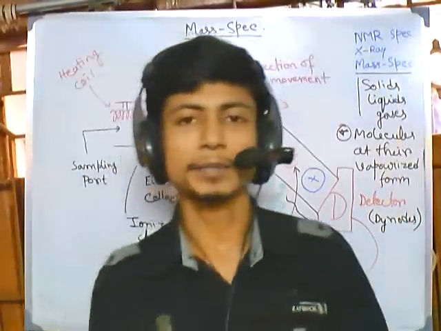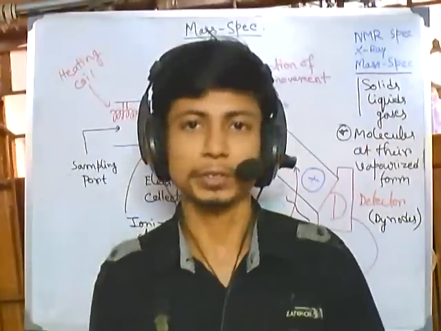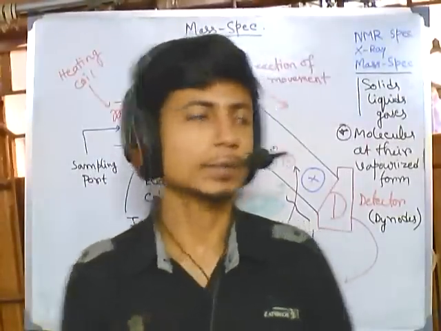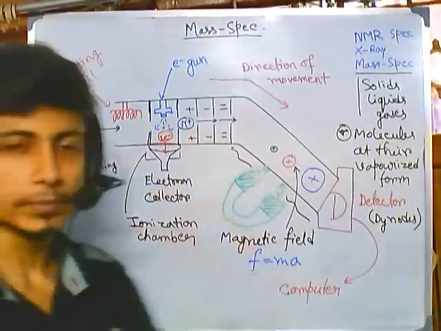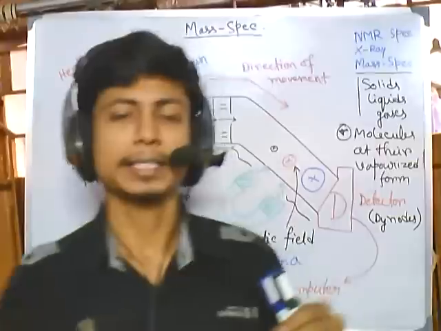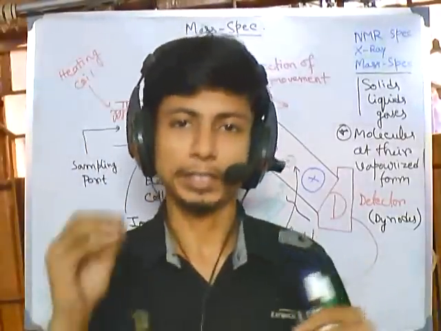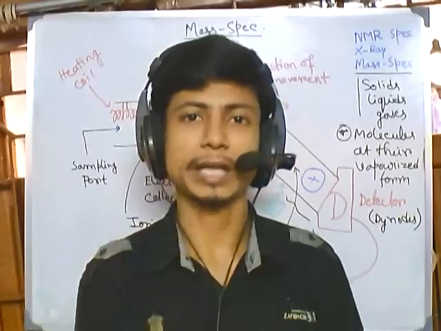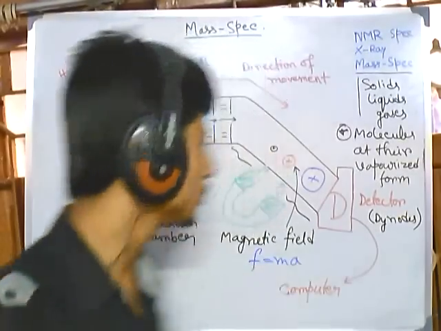In previous discussions we have made two videos on mass spectrometry. One is about the introduction of mass spectrometry and the second one is about the instrumentation. We have seen the instrumentation is designed in such a way that the molecular weight or molecular mass of each molecule can be measured, right?